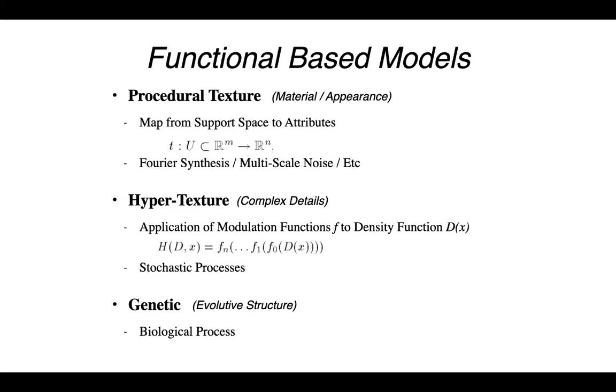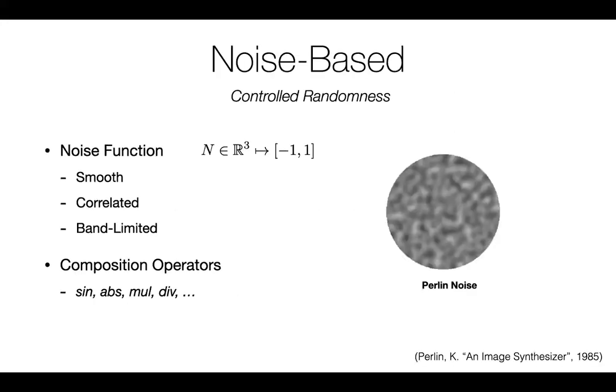And so we are going to see the implementation of these function-based models now. So let's start with noise-based. Actually, this is the work of a professor here at NYU, Ken Perlin. In 1985, his PhD thesis from NYU proposed this model that gives controlled randomness and is able to describe natural phenomena from the appearance point of view. And this noise function is smooth, correlated, and band limited.